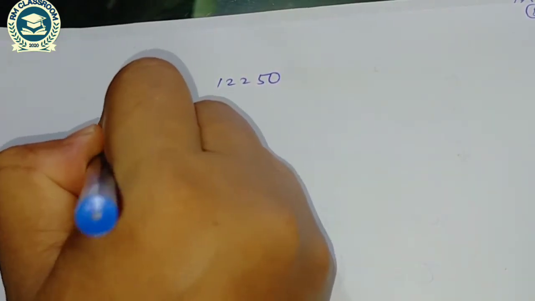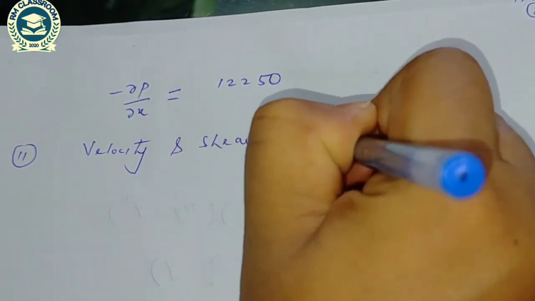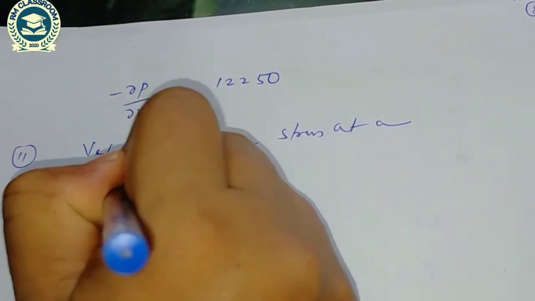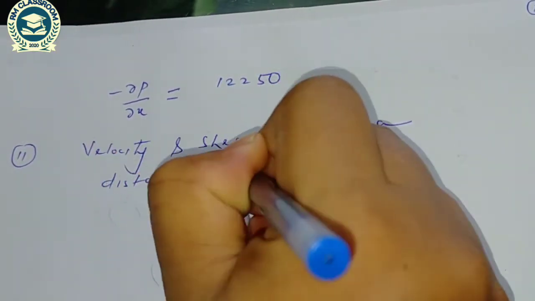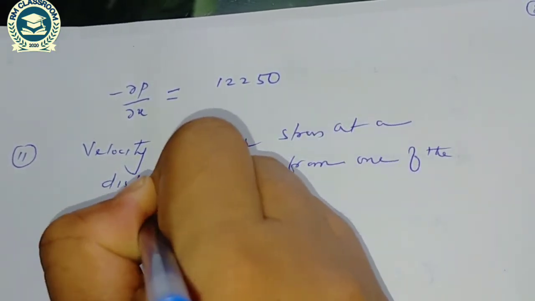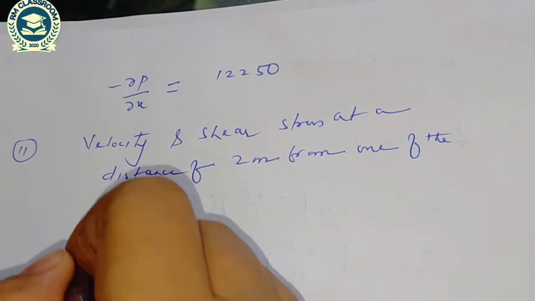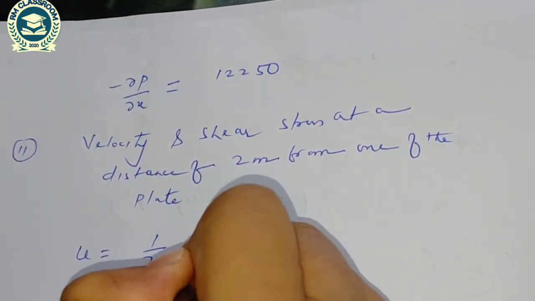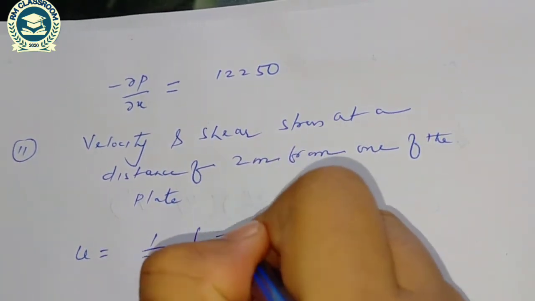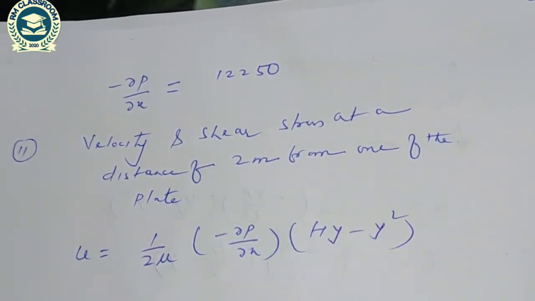Second part, velocity and shear stress at a distance of 2 mm from one of the plates. So we can write u is equal to 1 by 2 mu into minus del p by del x into (hy minus y square).